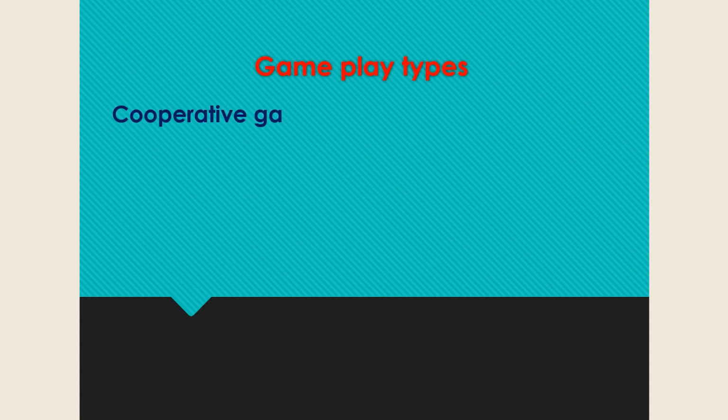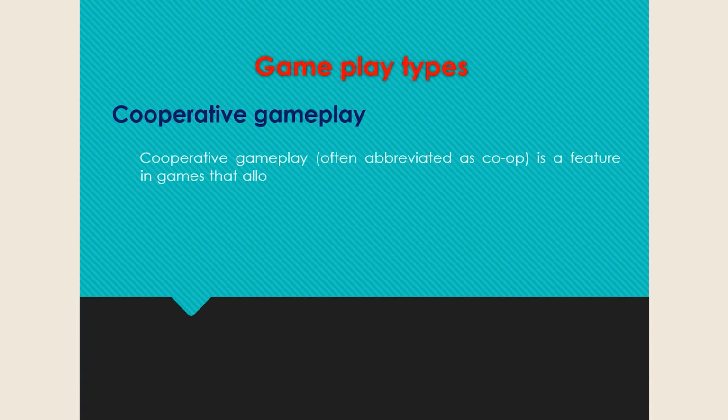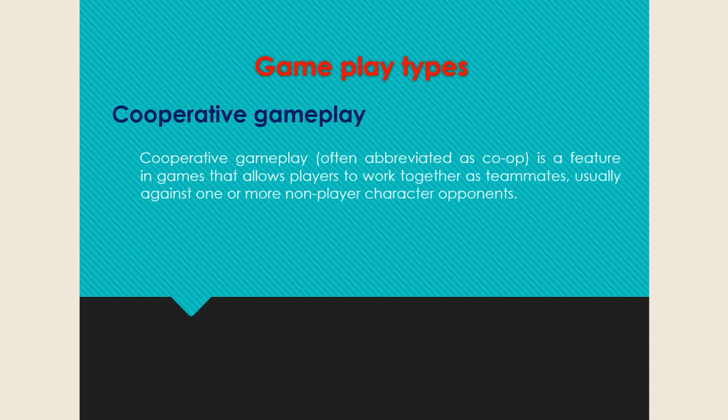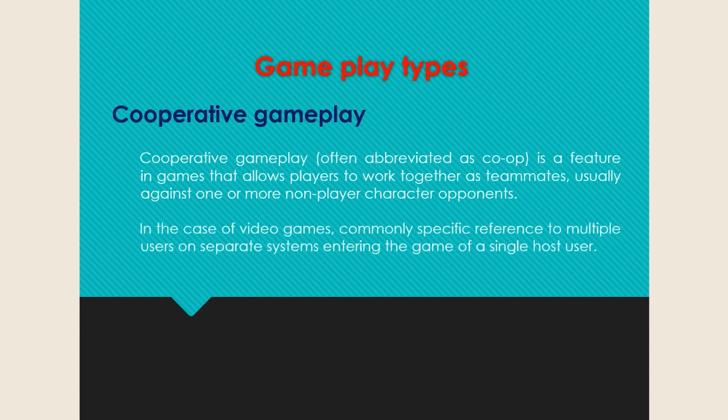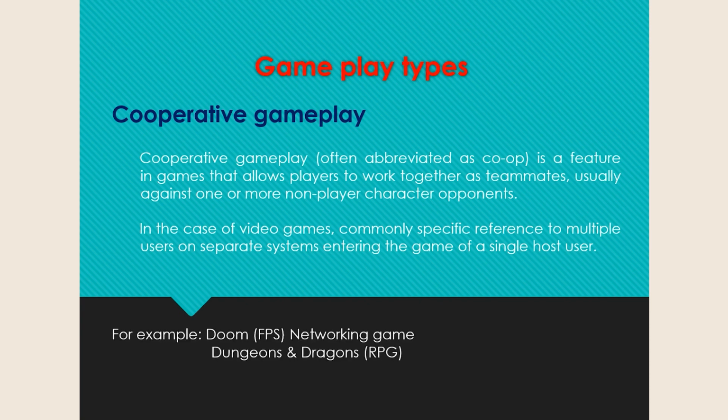Cooperative gameplay. Cooperative gameplay, often abbreviated as co-op, is a feature in games that allows players to work together as teammates, usually against one or more non-player character opponents. In the case of video games, it commonly refers to multiple users on separate systems entering the game of a single host user. For example, Doom, FPS. Networking game, Dungeons & Dragons, RPG.